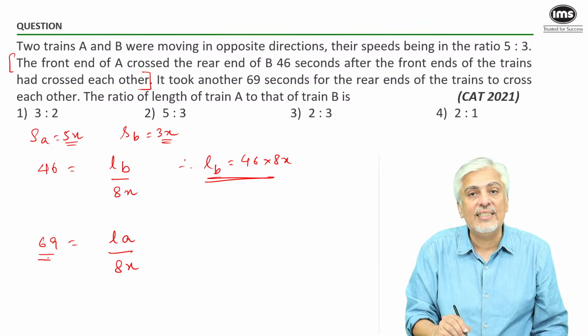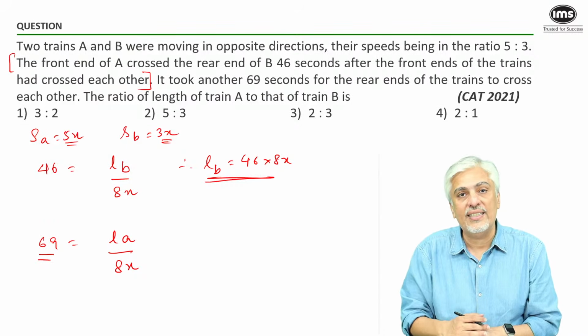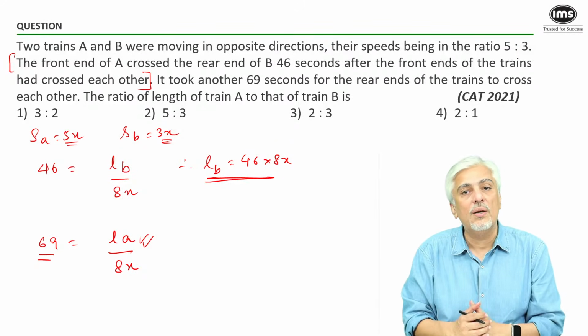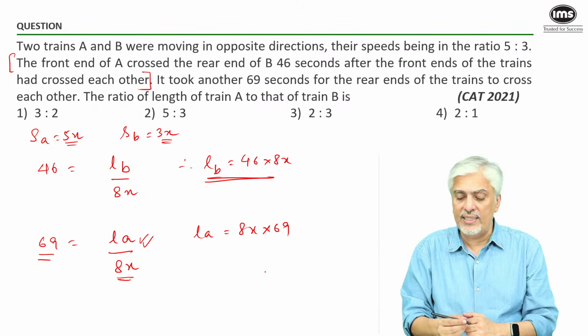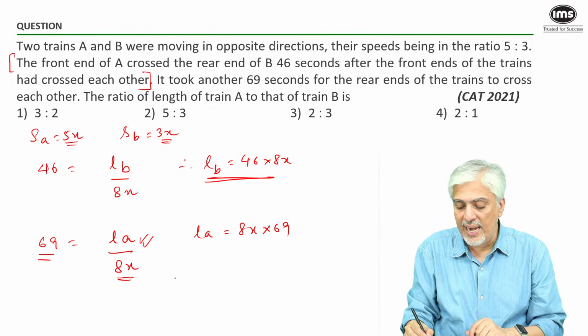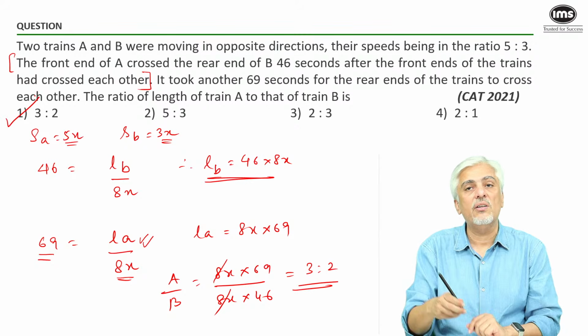Important was another 69. If they had said 69 from the start, we would have done 69 minus 46. Another 69 seconds for the length of train A to cross over completely at the same speed 8x. So the length of A becomes 8x into 69. What have they asked for? Read very carefully. Ratio of A to B. The ratio is 8x into 69 upon 8x into 46. 8x cuts out. 23 3s are, 23 2s are, ratio is 3:2, which is the first option.